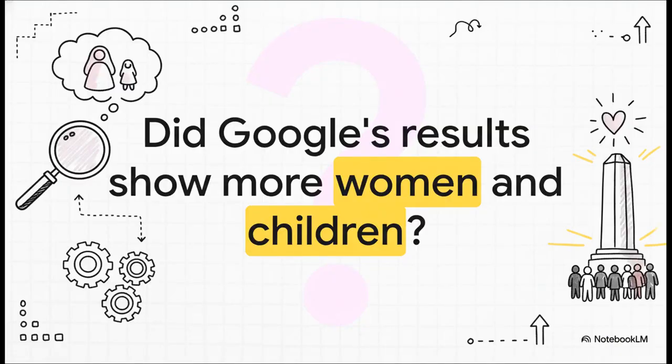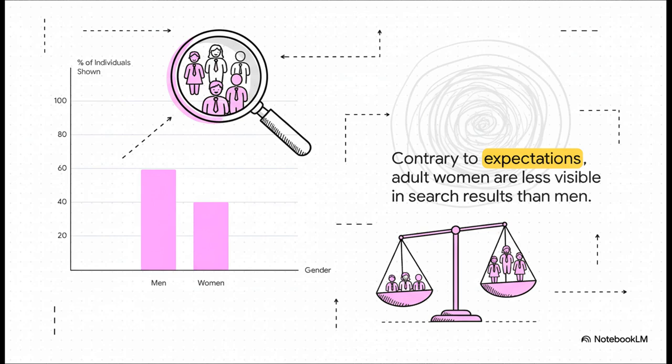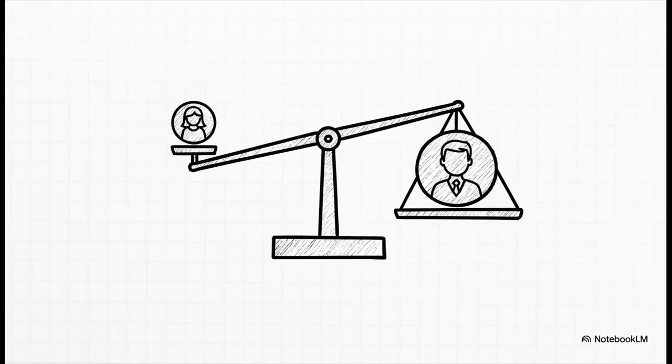All right, so let's tackle that first prediction. Did Google's algorithm focus on the most vulnerable groups, like women and children, to help us connect and feel empathy? The answer was a hard no. In fact, it was the complete opposite. The audit found that Google's results consistently showed more men than women, with women only making up about 40% of the people depicted. So right off the bat, the algorithm's picture was this male-dominated version of victimhood, totally the reverse of what modern human-led curation tries to achieve.